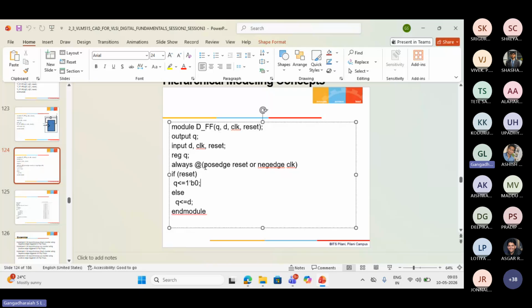If you remove this posedge reset here, and put only negedge clock, it becomes a synchronous reset. Even if reset changes somewhere other than the negative edge of the clock, it does not look at it. If the reset changes during the negative edge of the clock, then only it looks at these transitions. So my reset is getting synchronized with respect to the negative edge of the clock, hence it is called a synchronous reset.